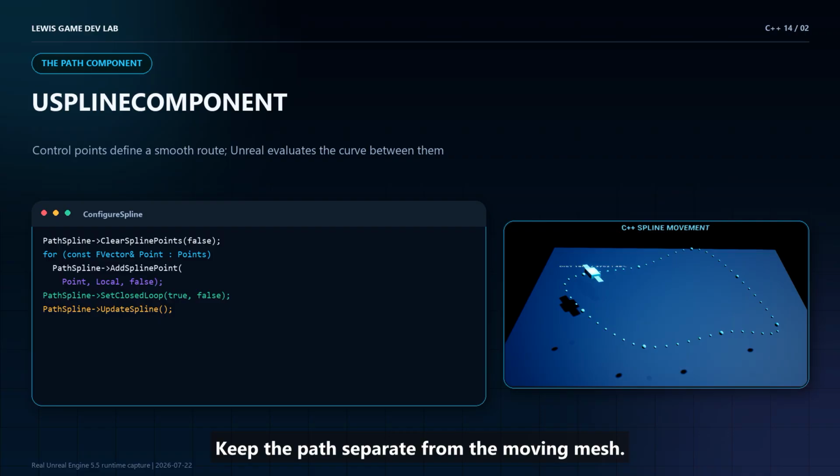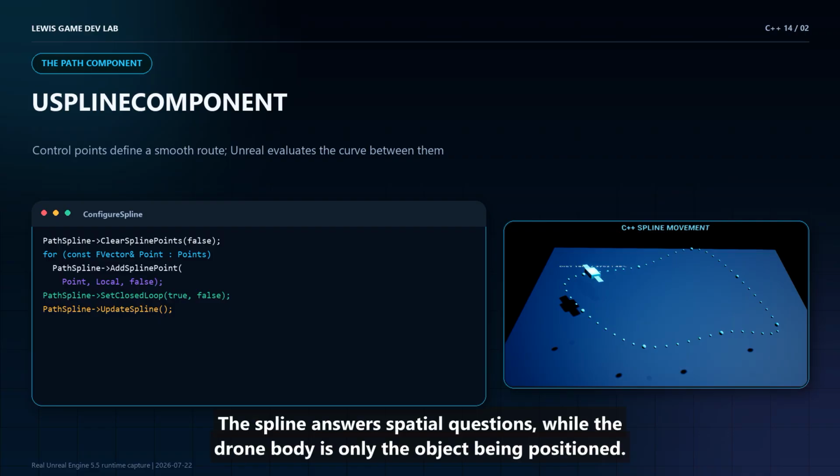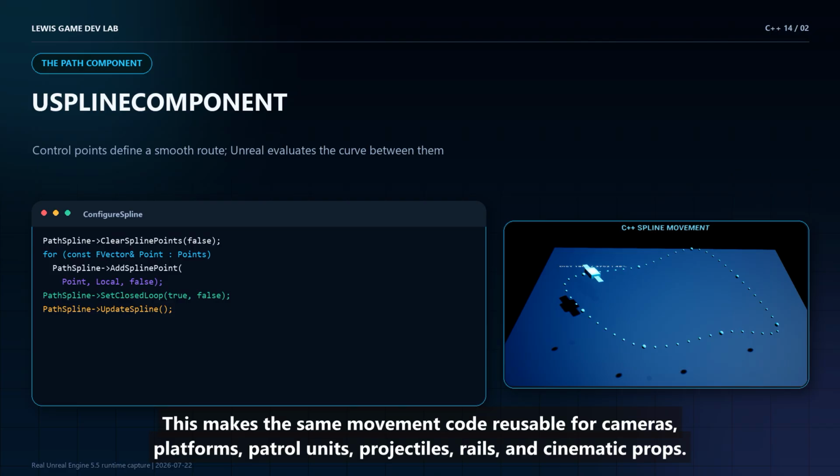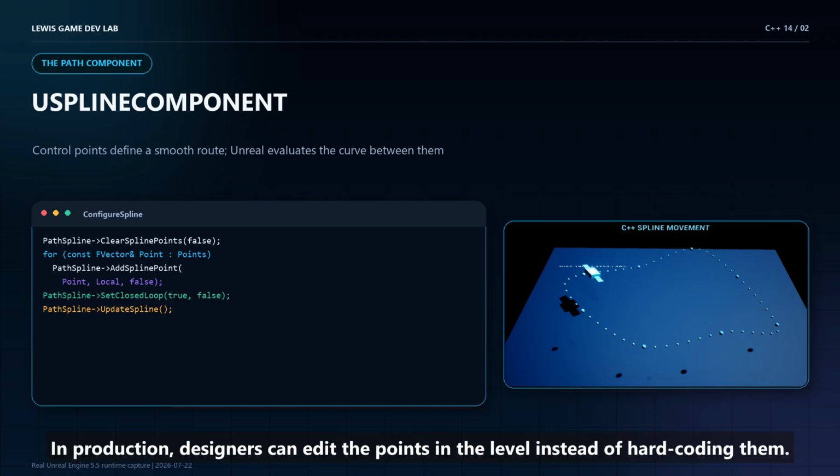Keep the path separate from the moving mesh. The spline answers spatial questions, while the drone body is only the object being positioned. This makes the same movement code reusable for cameras, platforms, patrol units, projectiles, rails, and cinematic props. In production, designers can edit the points in the level instead of hard-coding them.